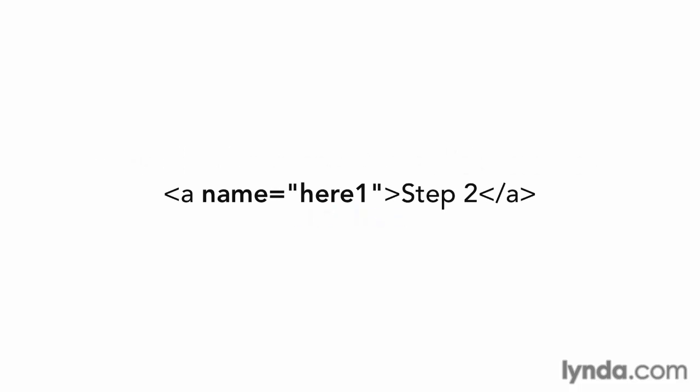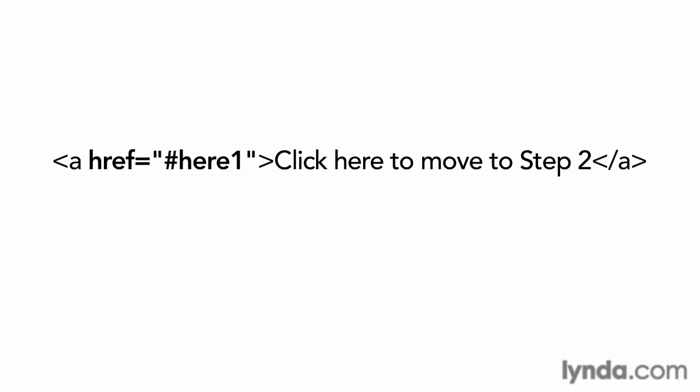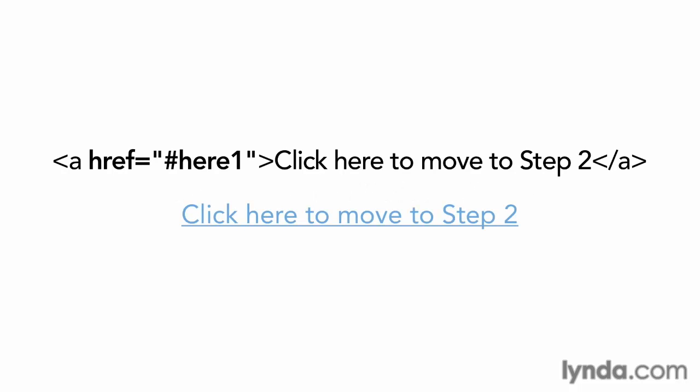And here's the way you use the anchor tag to create a bookmark using the name attribute. In this case, we've created a bookmark called Here1 on a piece of text, step 2. You can then create a link elsewhere in the document that will link to this bookmark, but we're not really interested in the bookmark for the purposes of this course.